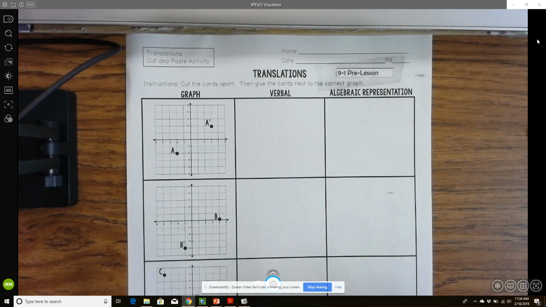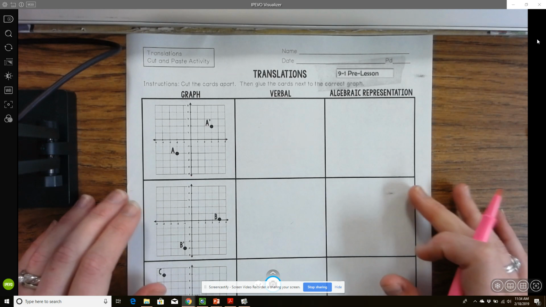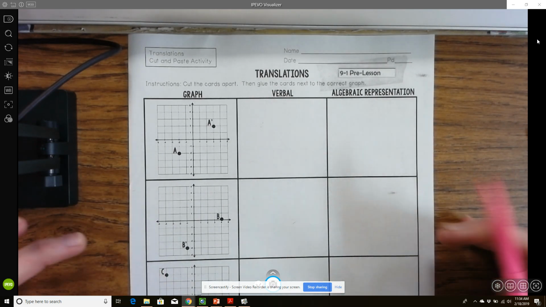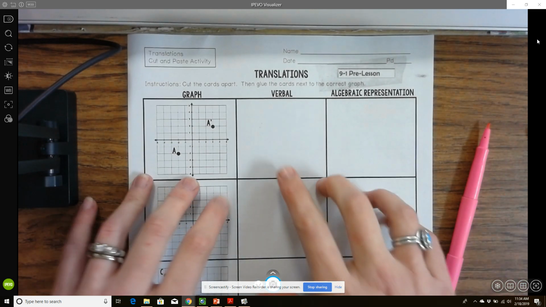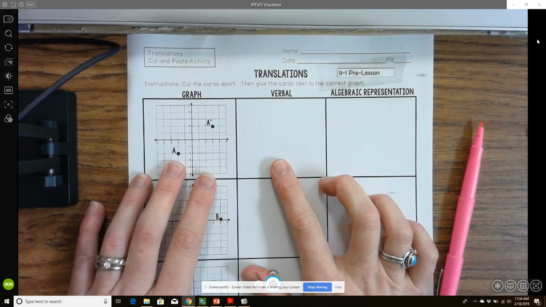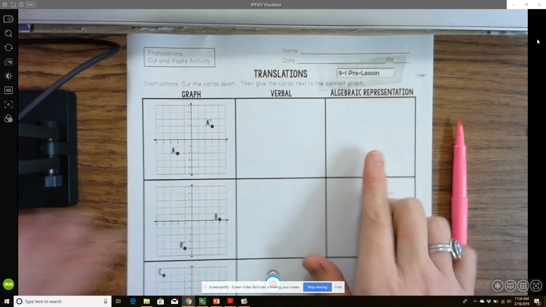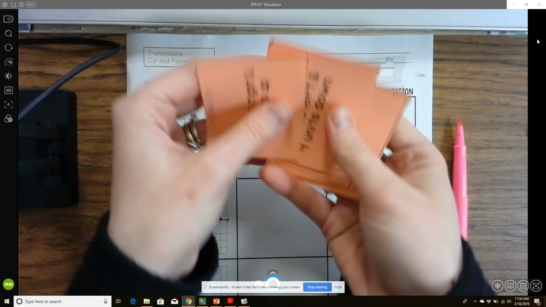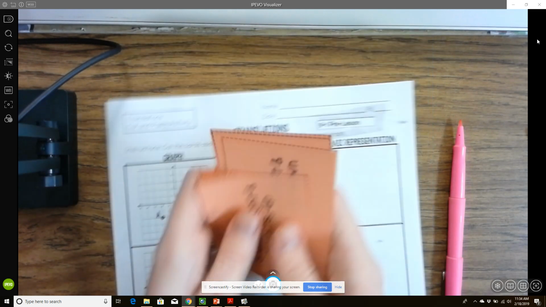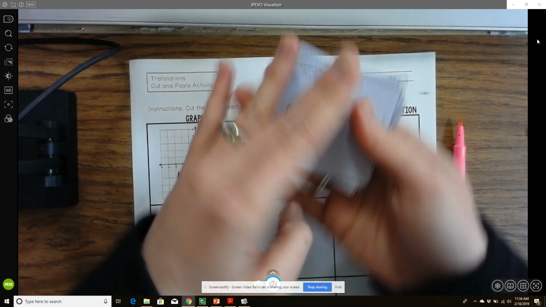This video is for the worksheets for lesson 9.1. So your pre-lesson is you're going to glue cards onto this to describe how this point has moved. So you can do a verbal and an algebraic. So the first thing that you want to do is to cut all your cards apart.